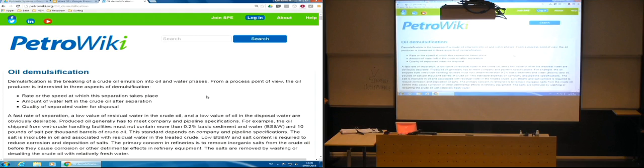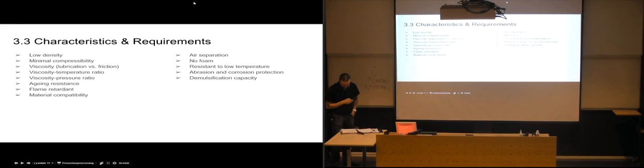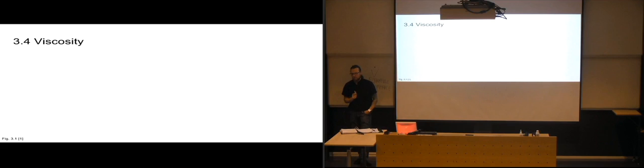So demulsification is the breaking of a crude oil emulsion into oil and water phases. So you basically don't want it to separate into its different components. I couldn't find the correct words for explaining what demulsification was. So this is something that you don't want happening to your hydraulic fluid. So you want it to stay in the shape that it's supposed to stay. But one thing to keep in mind is that the very most important thing that we are looking for in a hydraulic fluid is the viscosity of it.